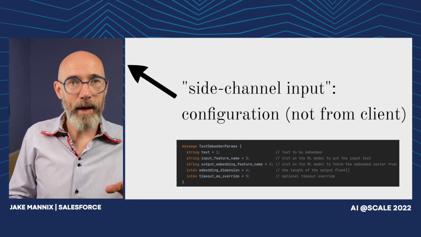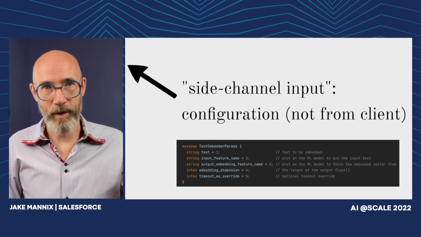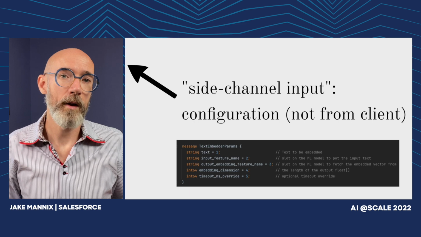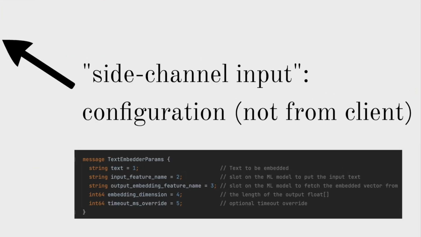So we're going to allow our inference graph nodes to take data from both sides, the config store as well as from the client, and then the dependencies as well.